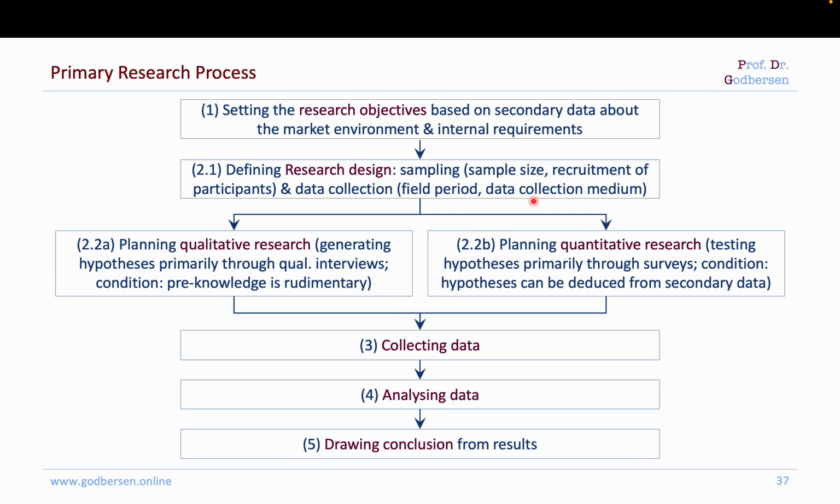Now, the planning process depends on whether you go for qualitative research or quantitative research. Qualitative research makes very much sense when you cannot deduce hypotheses or a model out of secondary data. So qualitative research aims to generate hypotheses primarily through qualitative interviews. As I said before, the knowledge that you have must be rudimentary. In other words, a model or a hypothesis cannot be deduced from secondary data.